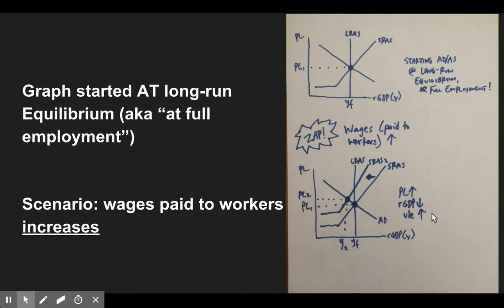And so we know how that affects unemployment, because if we're producing fewer things, that means we got to fire some workers and unemployment increases. So yikes, SRAS shifting to the left hurt us pretty bad. Things are more expensive. We're producing less. People are getting fired. Bad situation there with a leftward shift of AS in this case.